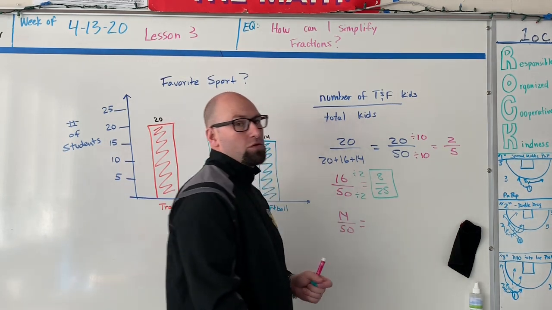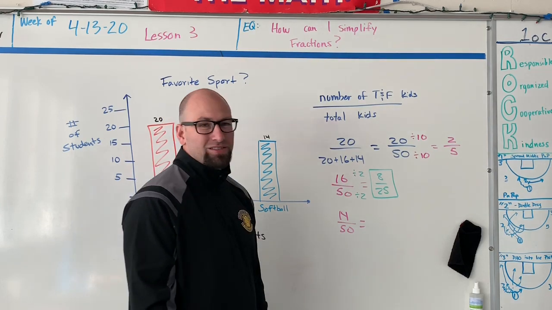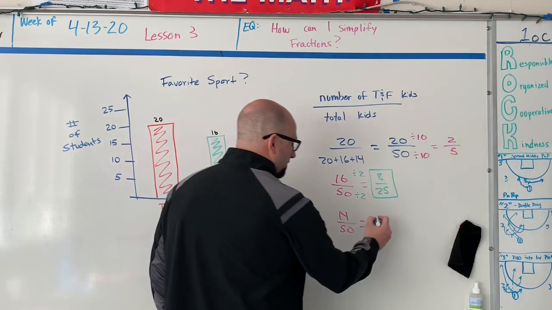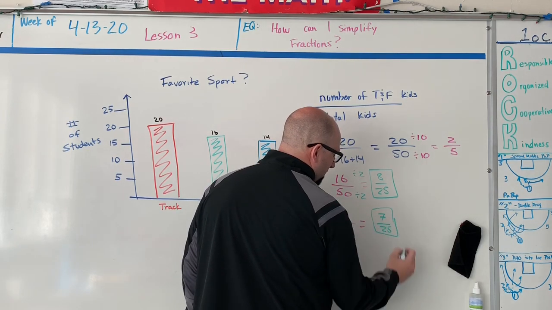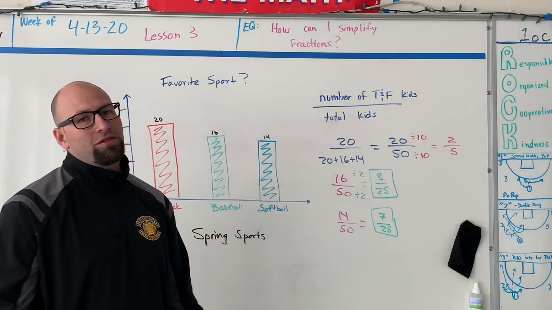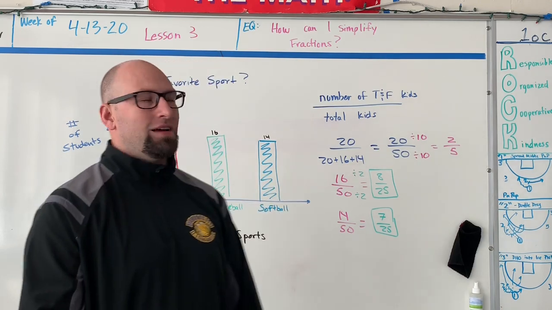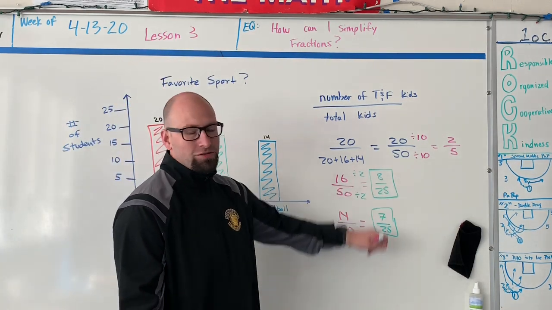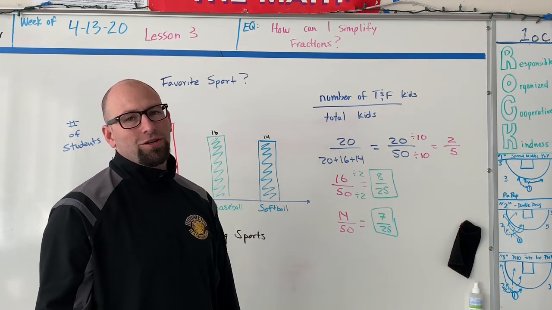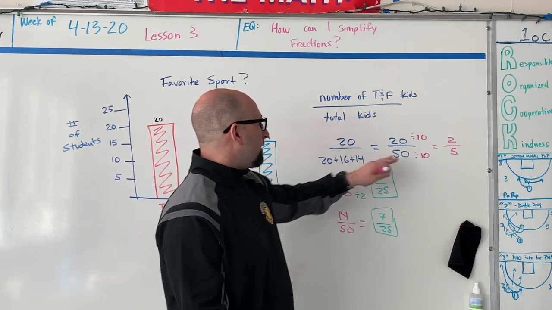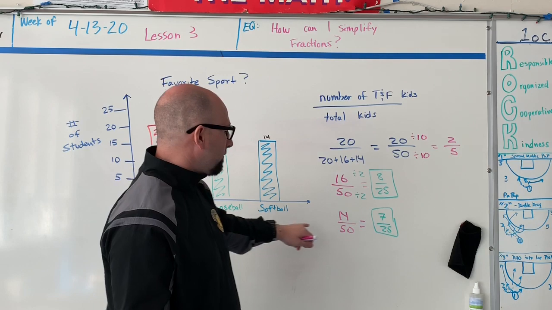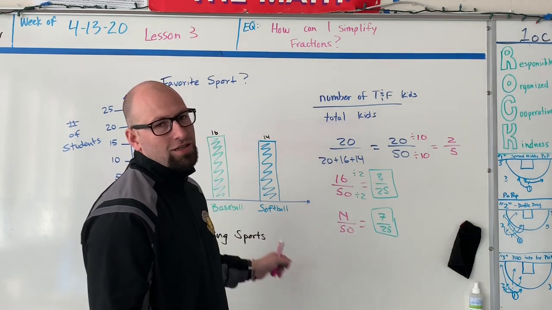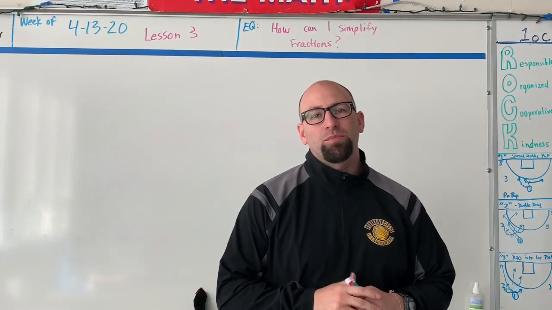8 over 25, okay? Right here, same thing, we could divide by 2. So we get 7 over 25, and that's going to be it, because you can't go any further. 7 is a prime number, so the only common factor these two numbers have is 1. So that's simplified. So 8 out of 25 kids are baseball people, 7 out of 25 are softball people. Our lesson on simplifying fractions.